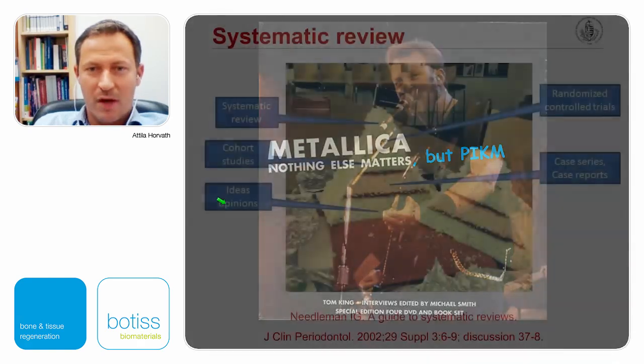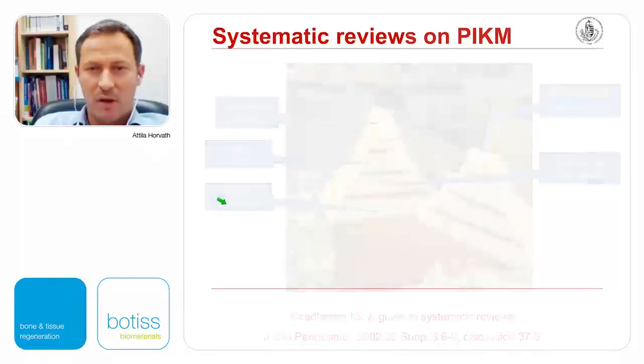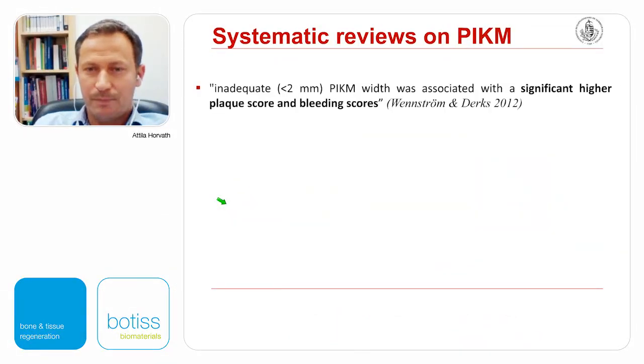But of course, you would like to have systematic reviews because that's a stronger piece of evidence according to Ian Needleman, and he's absolutely right. So let's have a look if any systematic review has been published recently on peri-implant keratinized mucosa. And yes, a number of reviews have been published. So from 2012, Van Strom and Dirks stated that when peri-implant keratinized mucosa is less than 2 millimeters, then it is associated with significantly higher plaque and bleeding scores.